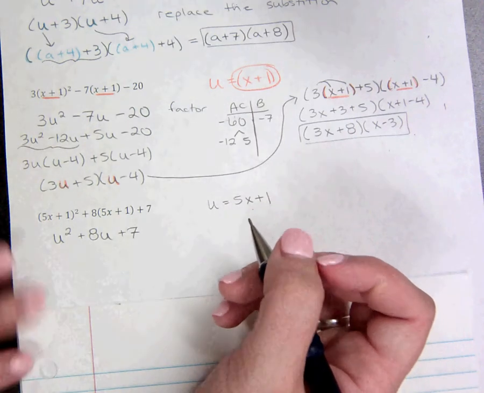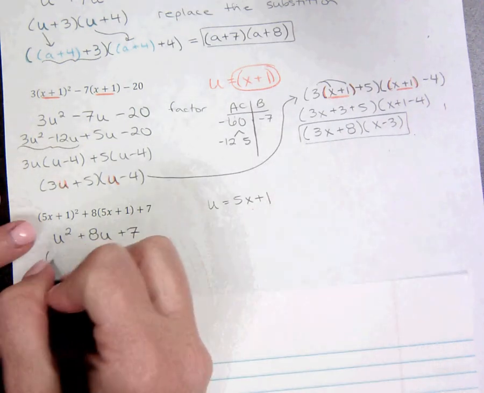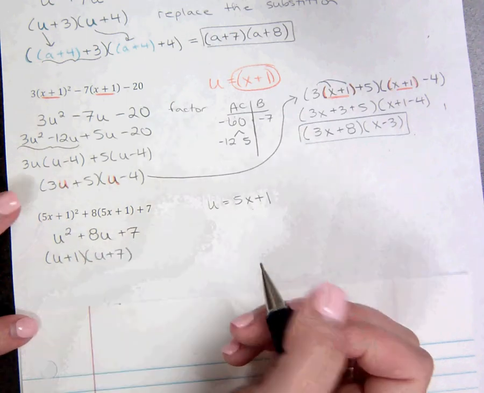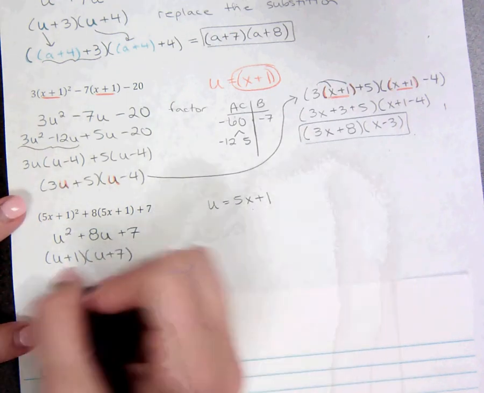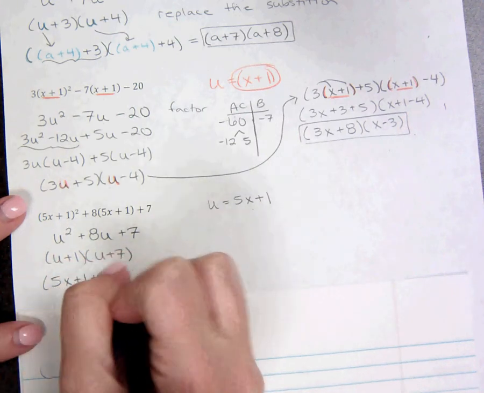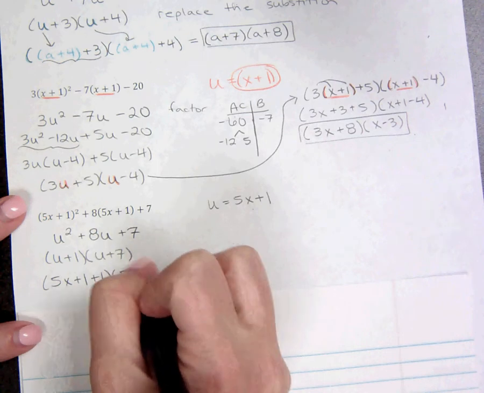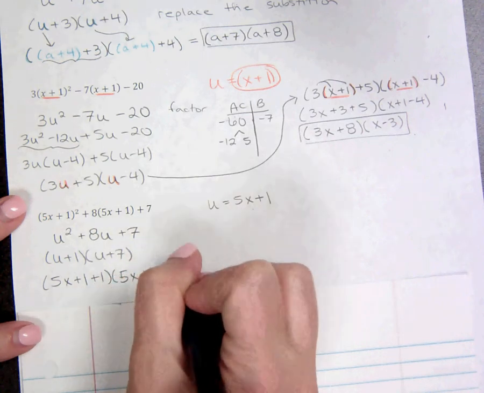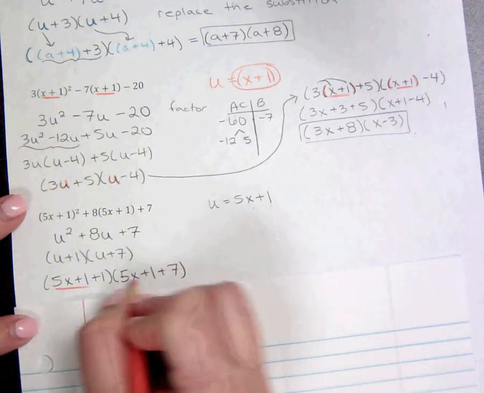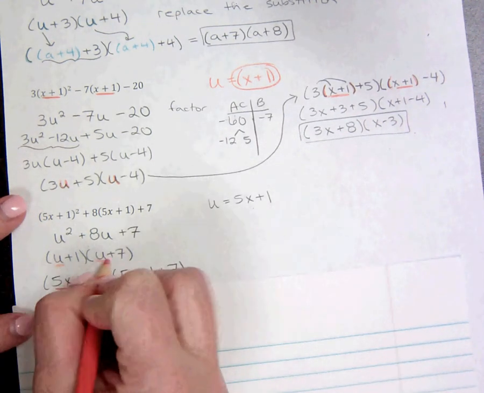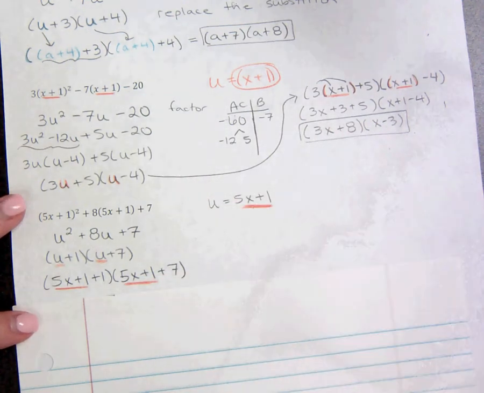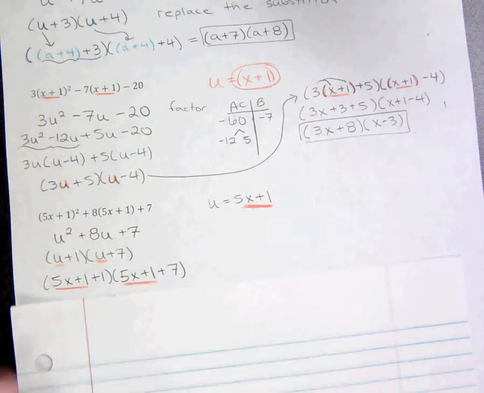This one's easier to factor because the leading coefficient is 1. It factors into u plus 1 and u plus 7. Now I have to go back and replace u with 5x plus 1. Again, if you can't quite follow all that at one time, make sure you color code. I'm replacing the u's with the original expression, 5x plus 1. And then all I have to do from there is clean it up.